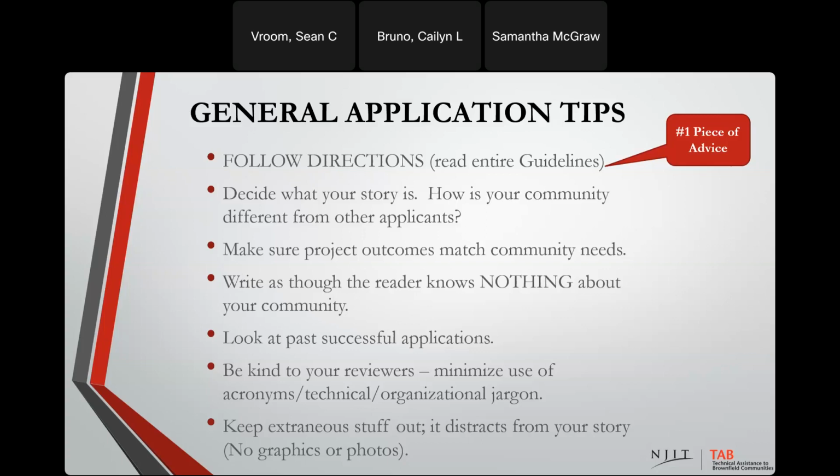You want to look at past successful applications. On our website, go to NJIT TAB, not NJIT, you want to do njit.edu/tab, the web URL that I gave you earlier on that slide, and go to our resources page. On there you will see a list of past successful grant applications. We have cleanup grants, revolving loan fund grants, multi-purpose grants, assessment grants, all of them. Take a look at them and you'll get an idea of what this needs to look like. It's extremely helpful to do that.